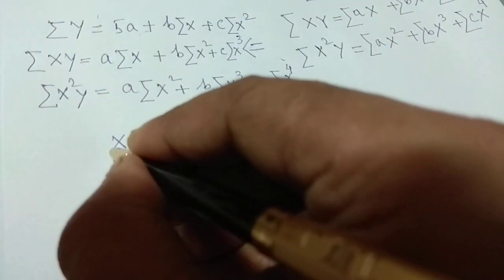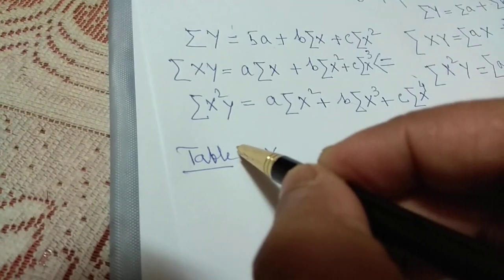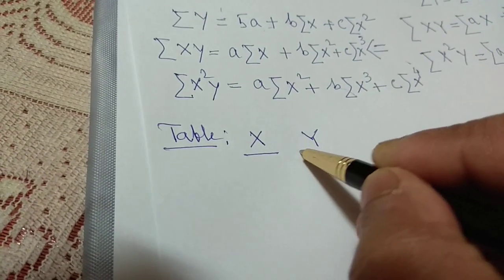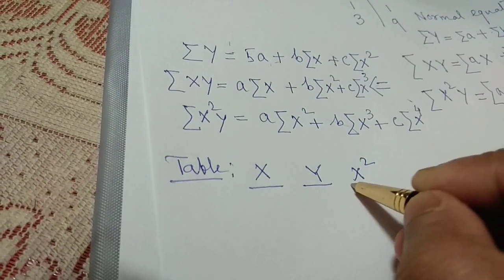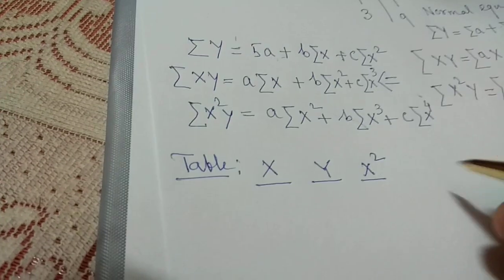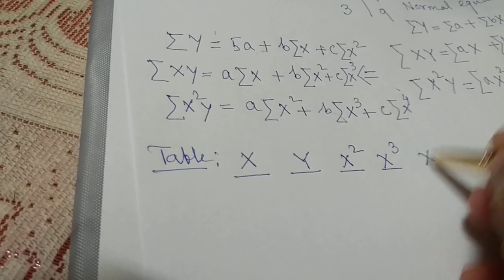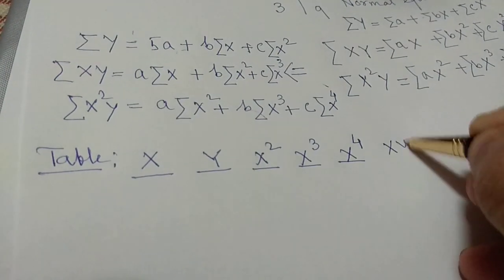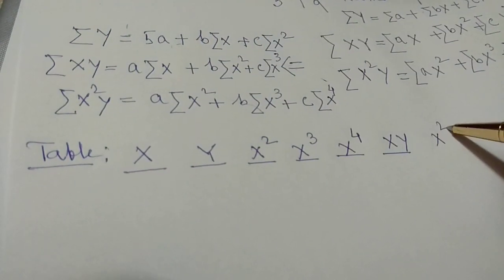So we first, in our table, write this term x, then we write the term xy. Since x squared is present, we are going to write x squared here. Since x cube is present, we are going to write x cube. Since x to the power 4 is present, we are going to write x to the power 4. Since xy is present, we are going to write xy. And since x square y is present, we are going to write x square y also.